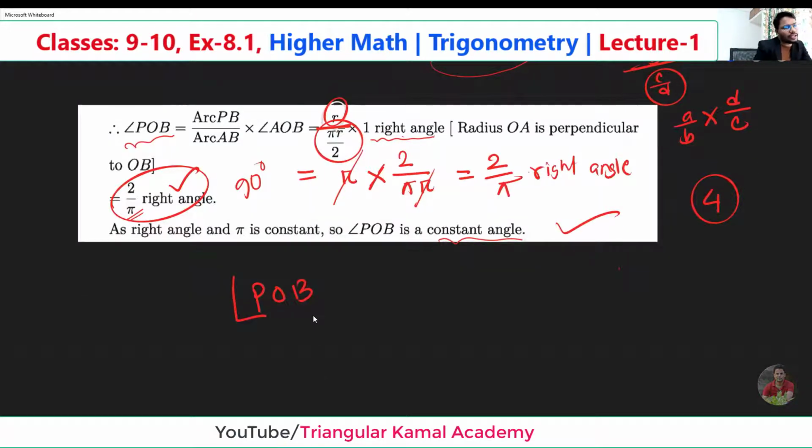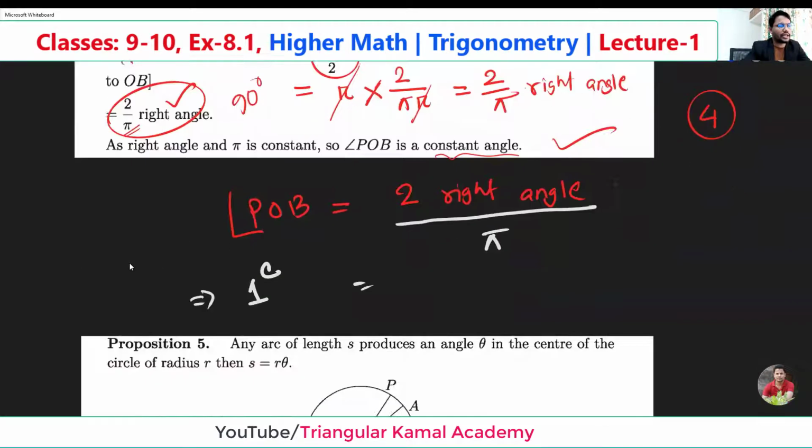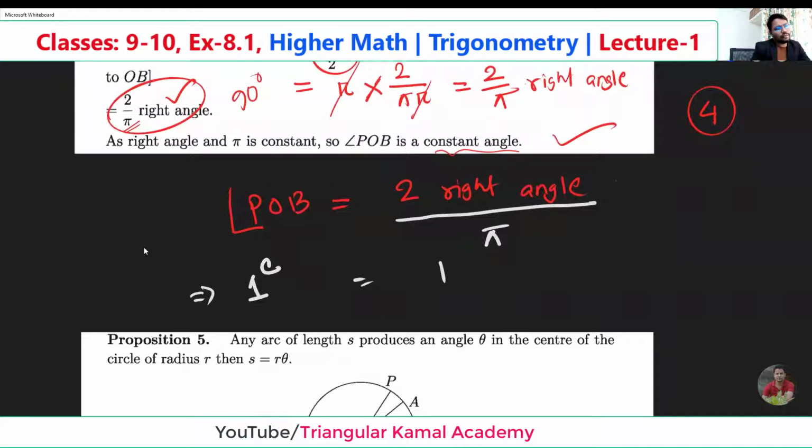POB angle is equal to the radian angle, and whose value is 2 right angle divided by pi. So this is POB, which means 1 radian angle. So simply we can write here 1 to C. The symbol of the radian angle is C. So two right angles means 180 divided by pi, and this is the degree system.